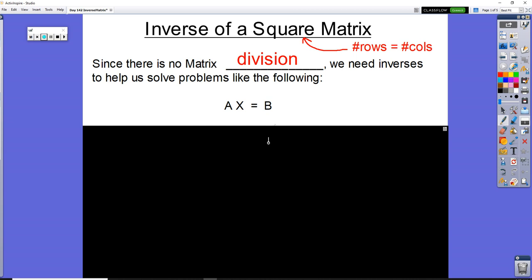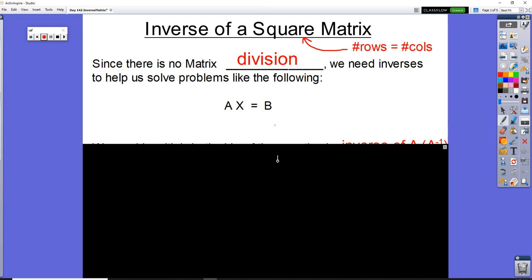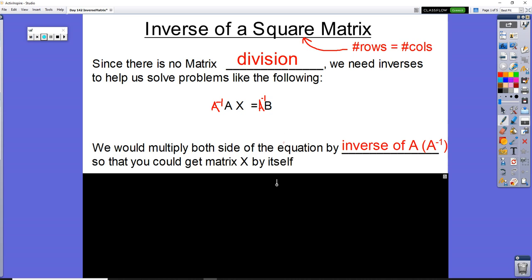So what we're going to do instead is we're going to multiply both sides of the equation on the left and on the right by the inverse of matrix A. So since there's no division, you can multiply both sides of the equation by the inverse of matrix A. What they use to represent the inverse is that letter, matrix A, with what looks like a -1 exponent. So when I wrote A to the -1, that really means the inverse of matrix A.